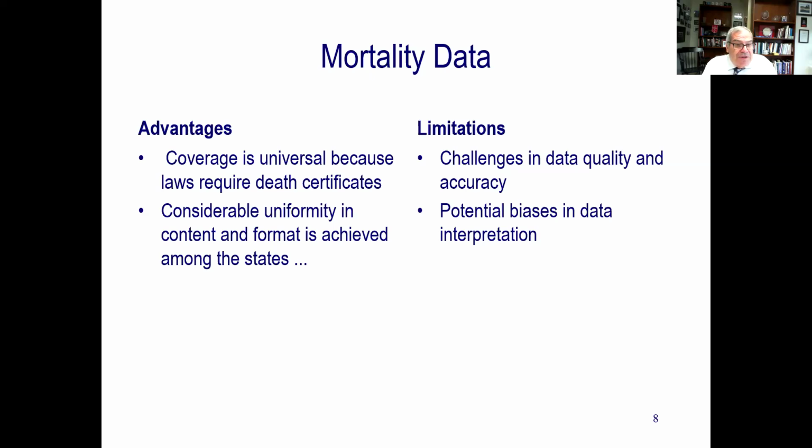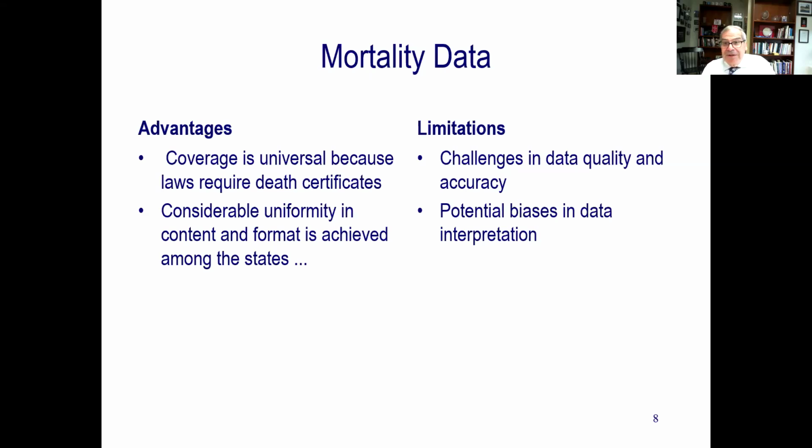Basically, for the most part, there's some uniformity in the content and the format among the different states and countries that we have. What I see in one country is very similar to what we see in another with regard to the format and the content, which is mostly death.